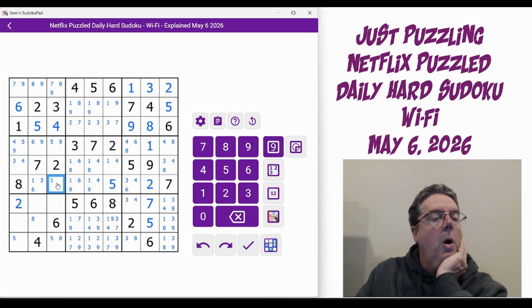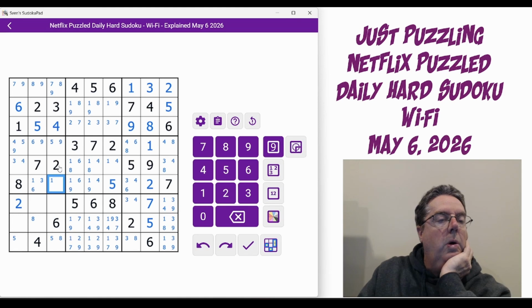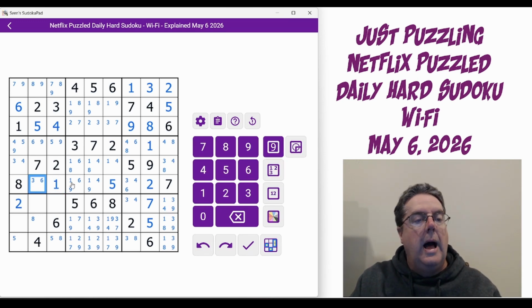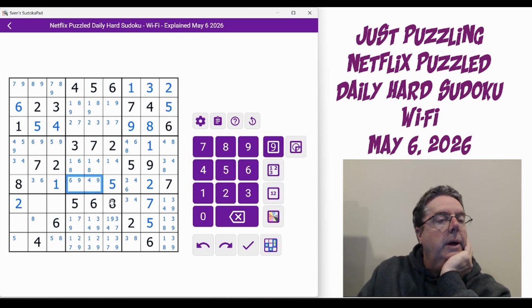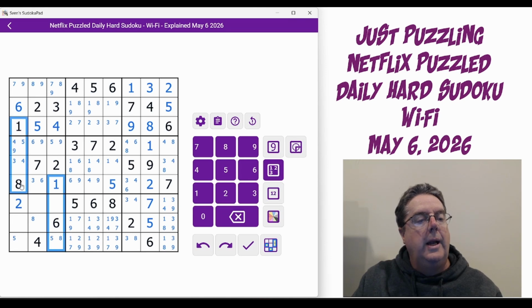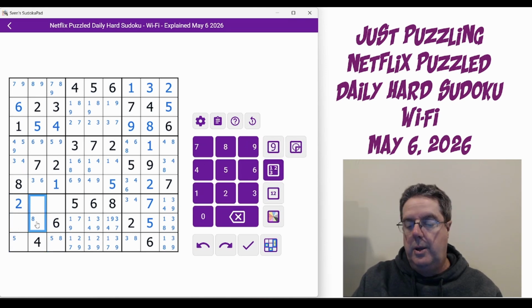So I'm going to check this. 1, 2, 3, 4, 5, 6, 7, 8, and then 9's there. So this is definitely a 1. This can't be a 1. These can't be a 1 anymore. So 4, 6, 9 there. 1's there. 1 comes down here. 1 comes down here. So 1 is one of these two.